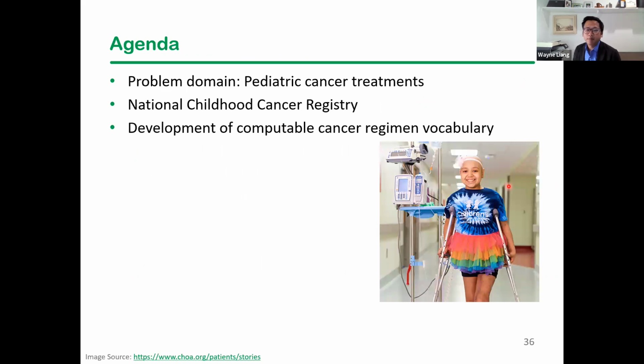So in summary, today I reviewed the problem space with cancer regimen development and the problem of using real-world data to generate evidence to improve our cancer outcomes. And I reviewed the development of the National Childhood Cancer Registry and our work with HemOnc.org to develop a computable cancer regimen vocabulary. And thank you so much for your attention. And now I would like to open up for any questions that folks may have.